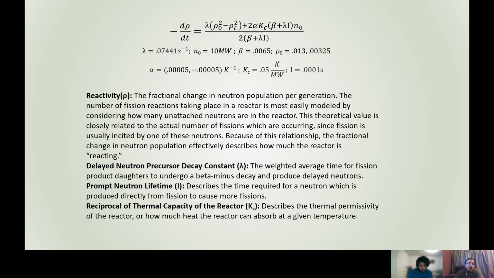The second item we'll talk about is the delayed neutron precursor decay constant. This is the weighted average time for fission product daughters to undergo a beta minus decay and produce delayed neutrons.